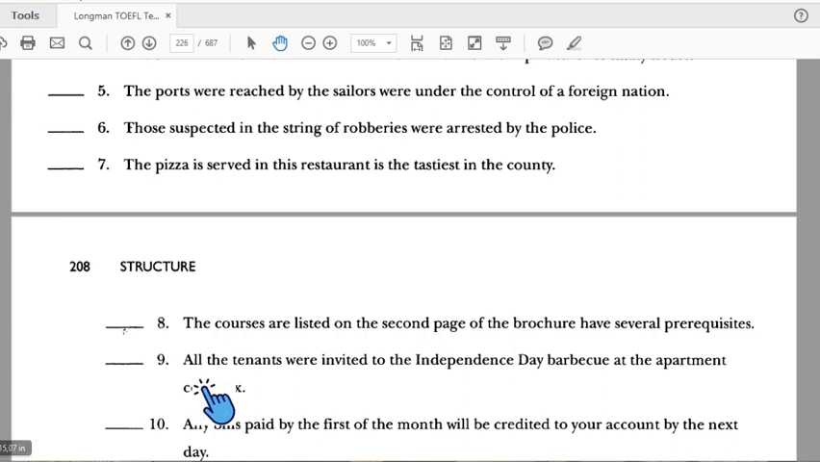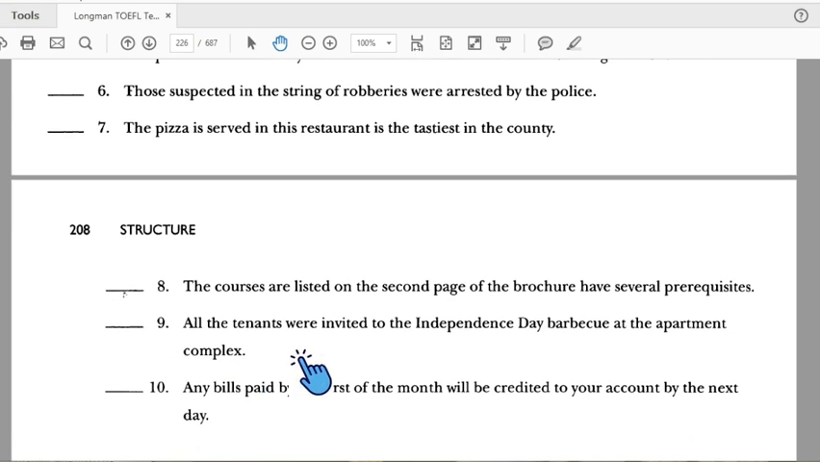Okay, number 9. All the tenants were invited. So all the tenants is a subject, were invited. I don't know, is it a verb? Yeah, it's a verb because there is no other verb until the complement. So subject, verb. Number 9 is correct.